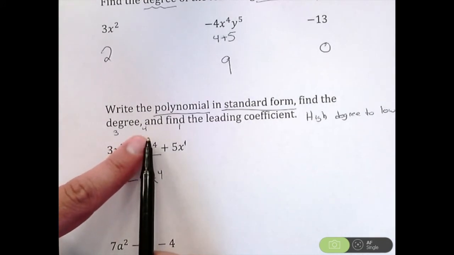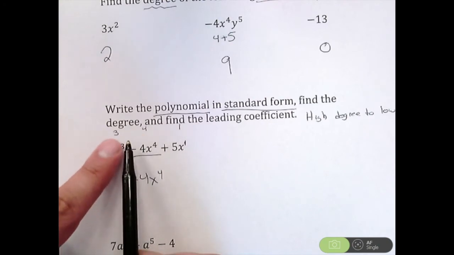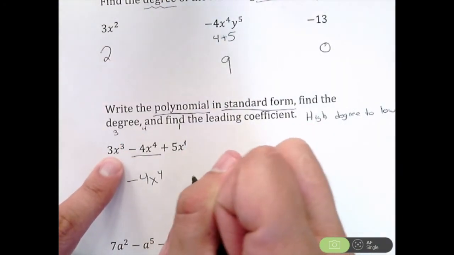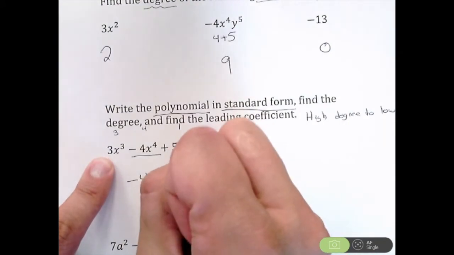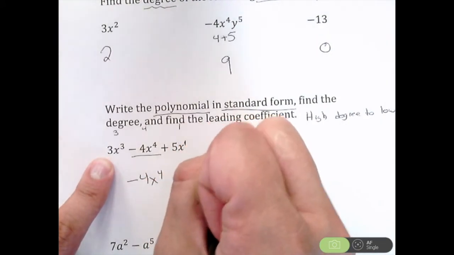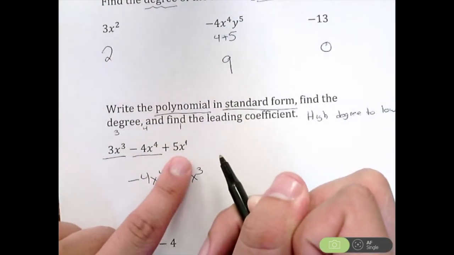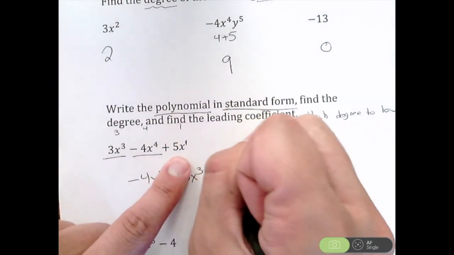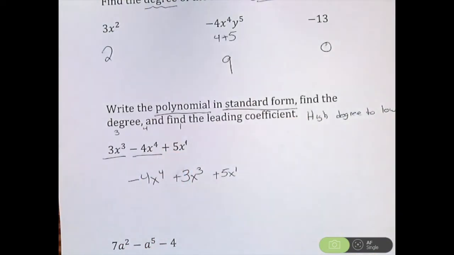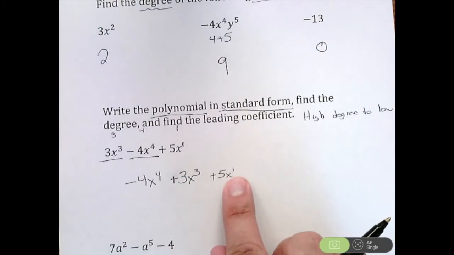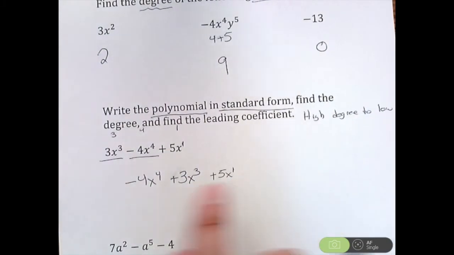After the degree of 4, if I'm going from high to low, next would be 3, so I should have 3x to the third. That is a positive 3x to the third, so we're going to have plus 3x to the third, which leaves my lowest degree, which is degree 1, for the back, 5x to the first. You don't need to write that exponent of 1. Typically it's written without it, but I'm doing that just to show the degree there.